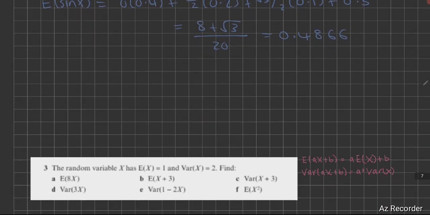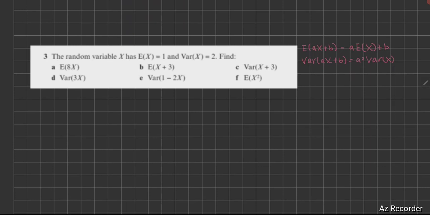Okay, so for the last question, very similar to question 1. If you'd like to follow these two rules to work out the solutions, and then you can come back to the video and we'll go through the answers.